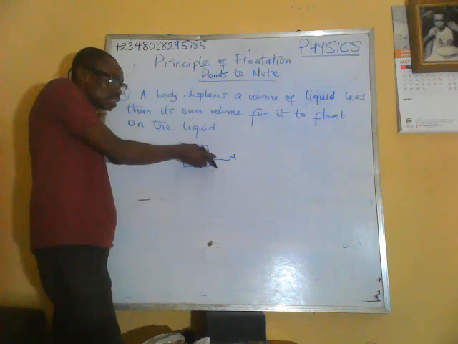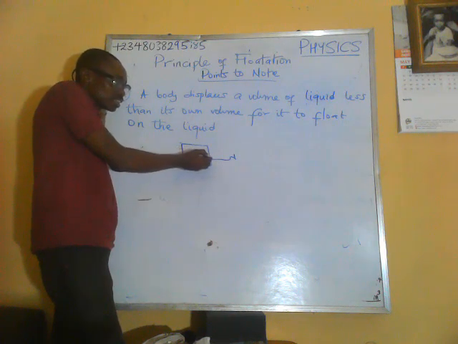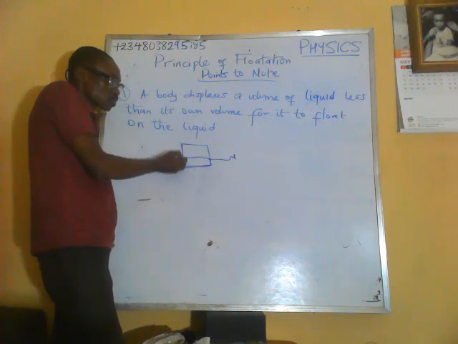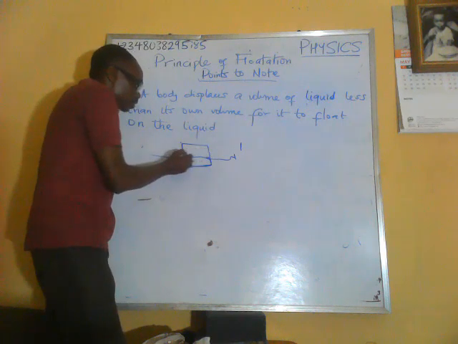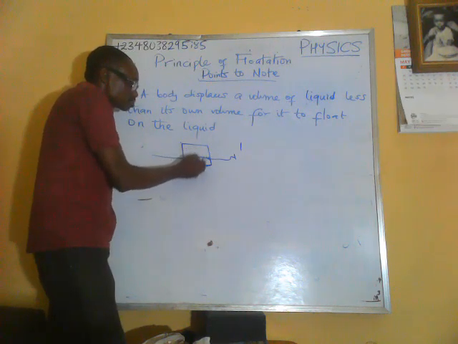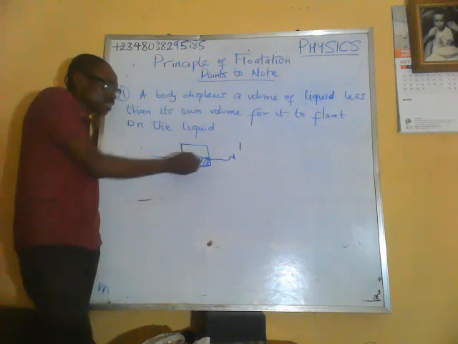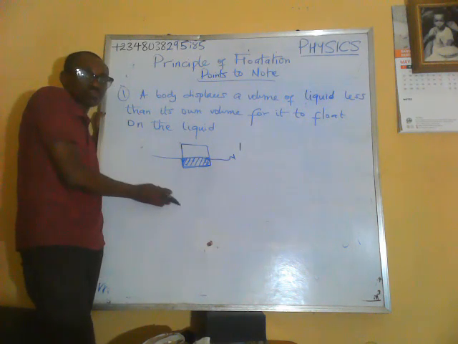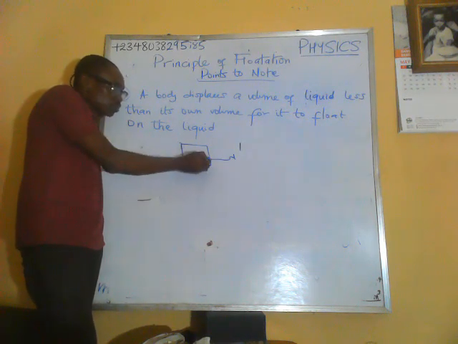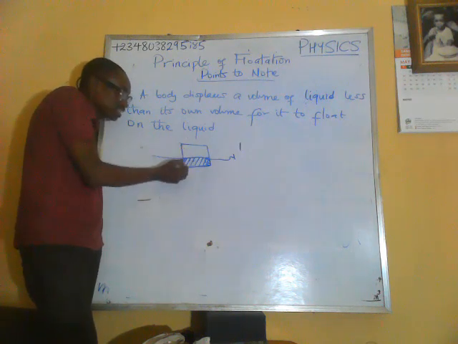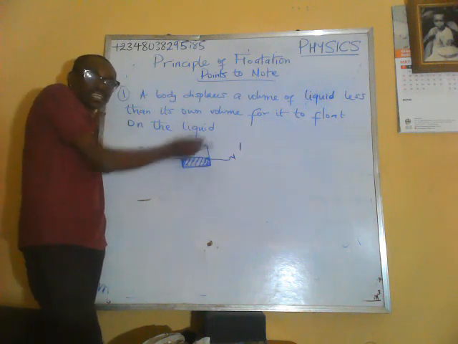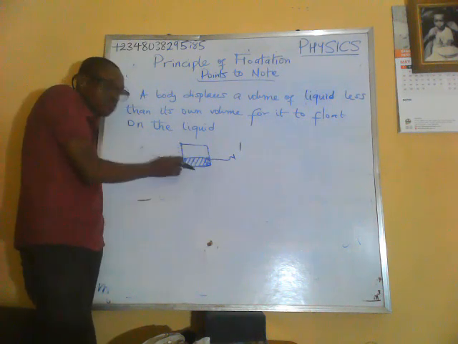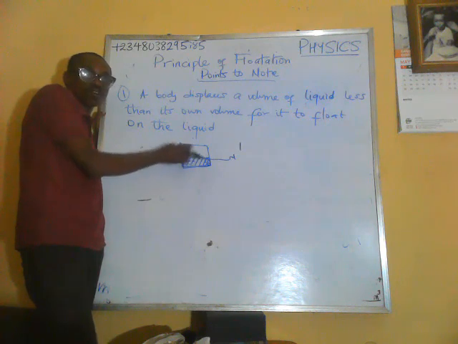Now this volume of this part here, let me shade it. The volume of water that is displaced is just equal to this alone, while the volume of the box is everything here from here to here. The volume of the box is larger than the volume of water it has displaced for it to be able to float.